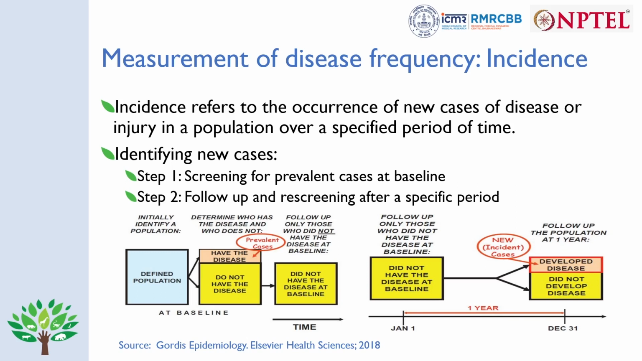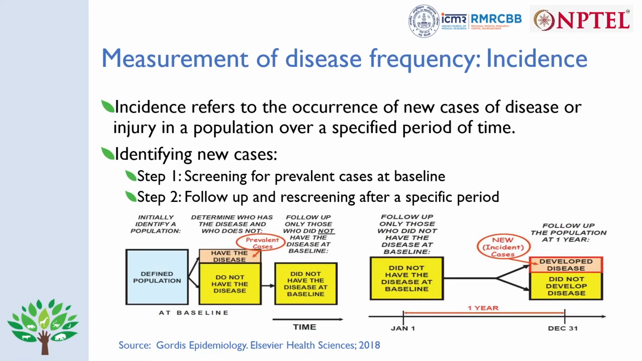This schematic diagram I have presented is from Gordis Epidemiology. You can see that we have identified the population initially, and at the baseline we have done a survey and seen this many people have the disease. These are the prevalent cases, the old cases. Then we follow up the population without the disease or disorder. If, after the follow-up, they develop any illness or our desired disease or condition, we call them the new cases or the incidence cases.